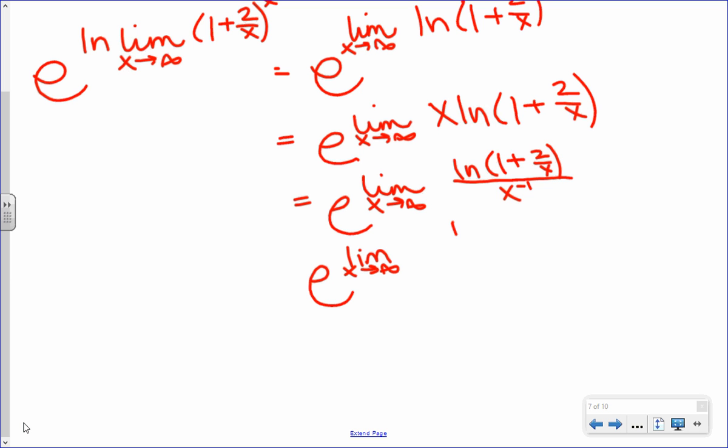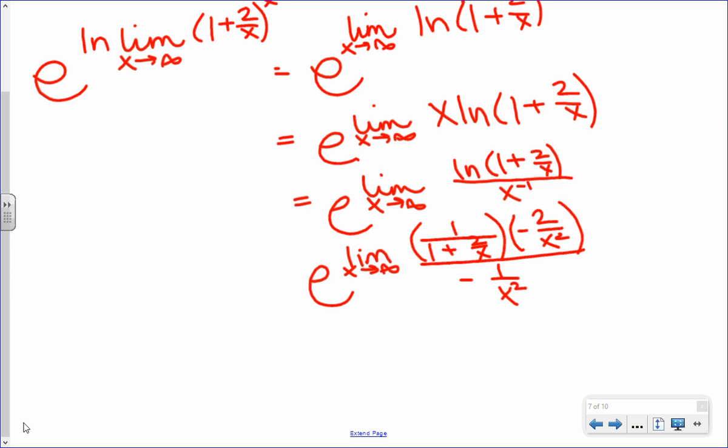1 over 1 times its derivative, over the denominator's derivative. What's in the denominator on the left? It's still the same. It's still the 1 plus 2 over x.